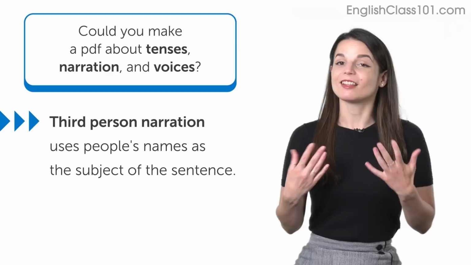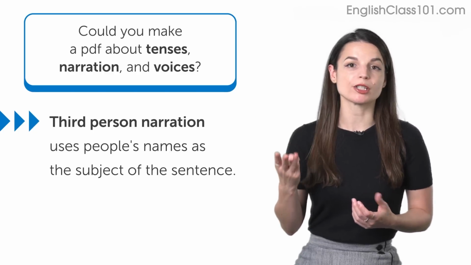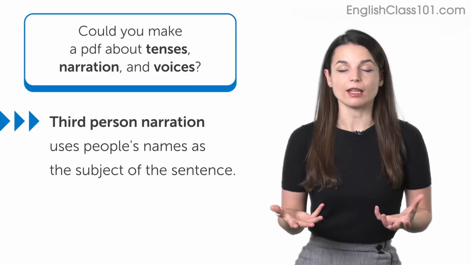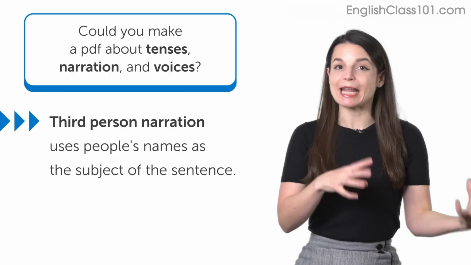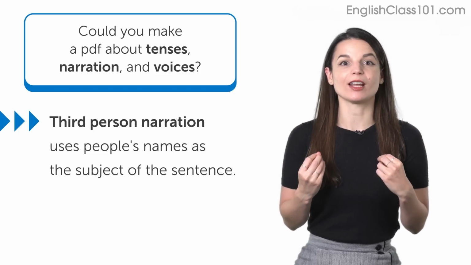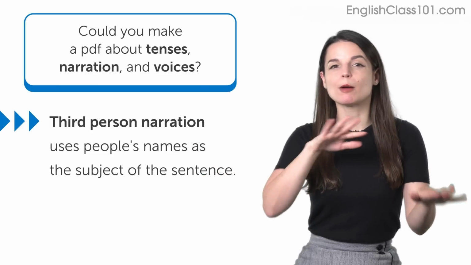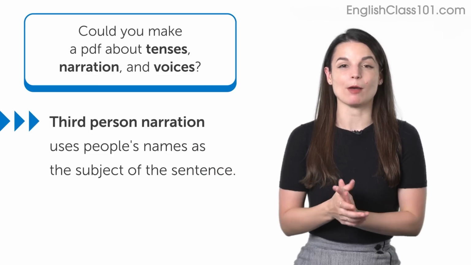The last type of narration or storytelling is called third person. Third person narration or third person writing refers to when we use people's names. So there's no I, there's no one single person who's the narrator. It's everybody in the story. So we understand everybody from everybody else's perspective, if that makes sense.